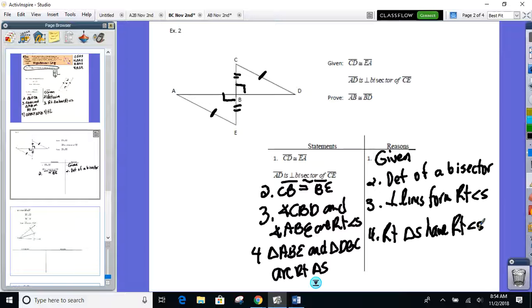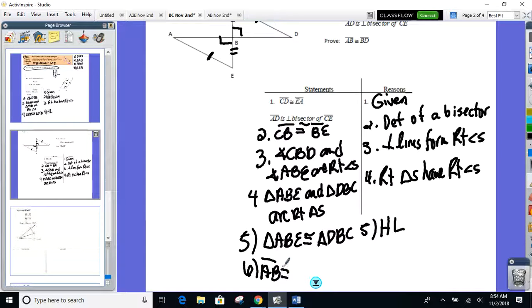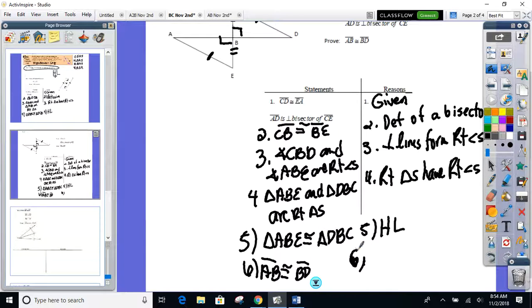Okay, it looks like I have this. The triangles are congruent. So triangle ABE, make sure this matches. Let's see if I go ABE, I'm going to go DBC by HL. And now why are the two sides congruent? AB congruent to BD. You just proved triangles congruent. What usually is going to prove a pair of angles or sides? CPCTC.